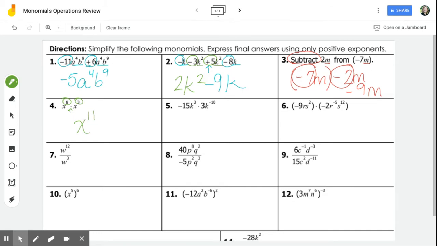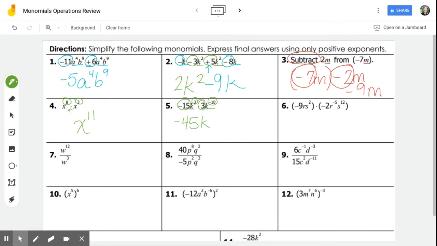Okay? So then here we have multiplication we've identified. We've identified the common base. And our first step, if there are coefficients, is to multiply those. So 15 times 3, 15, 30, 45, and one of them is negative. So we have a negative 45. K is the common base. Now we add the exponents. 3 plus negative 10, negative 7.